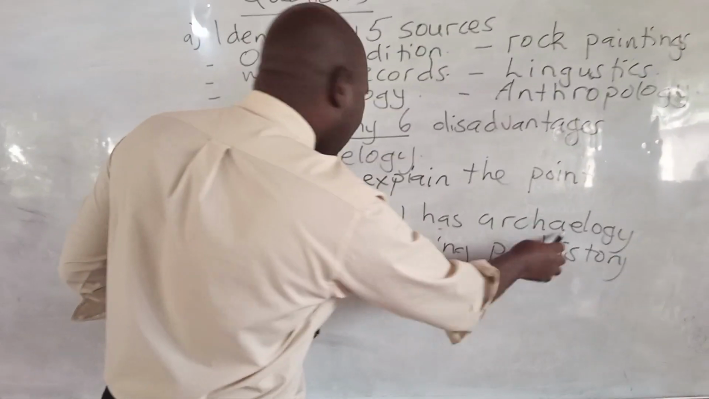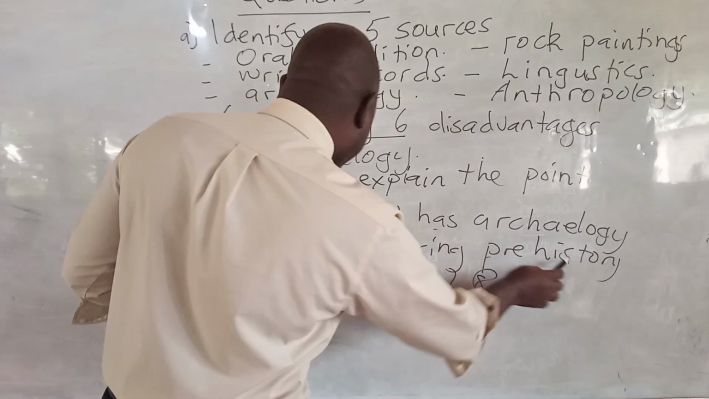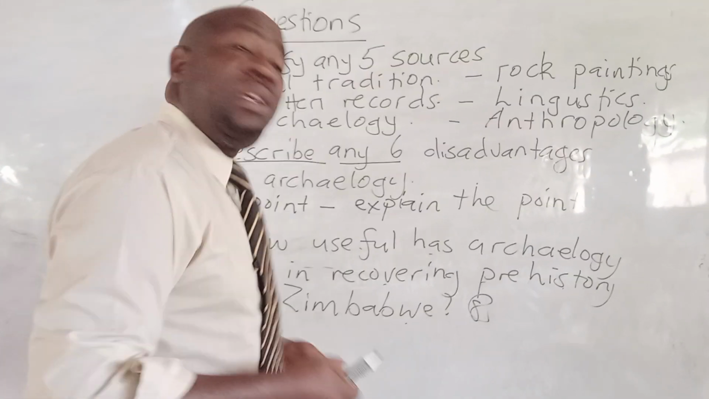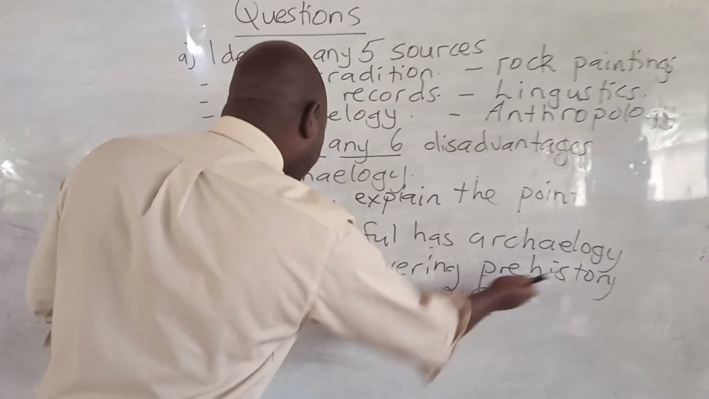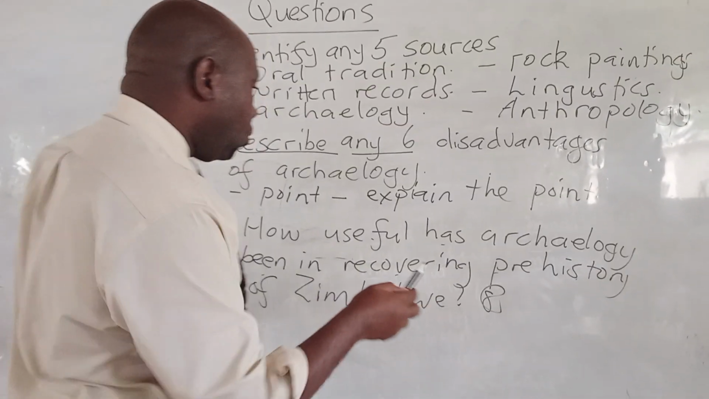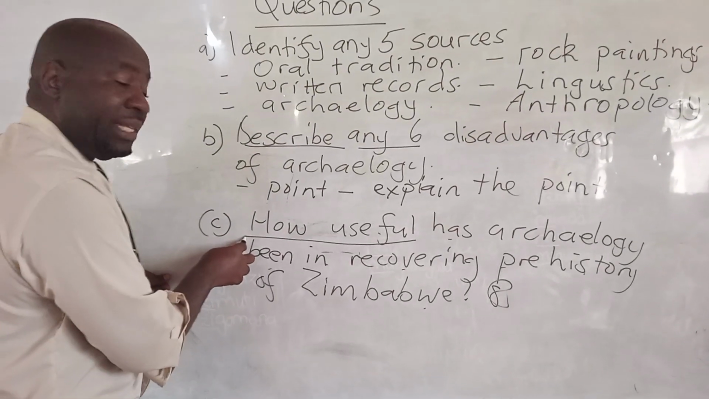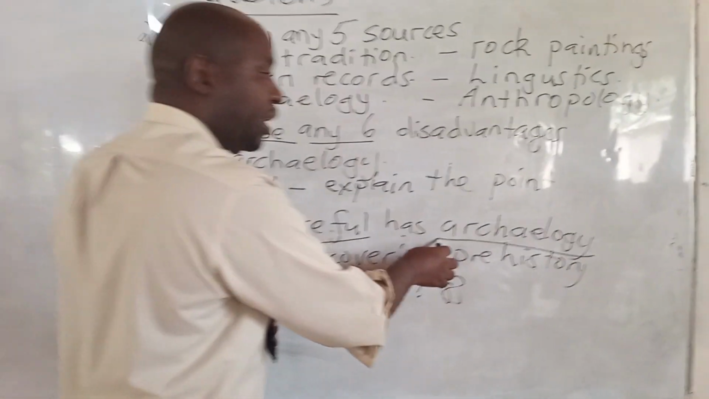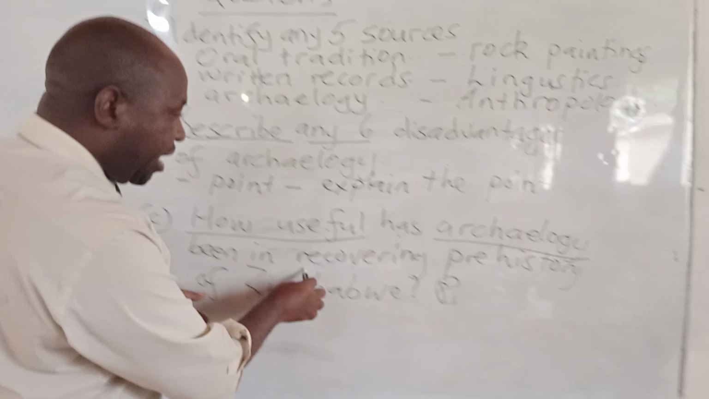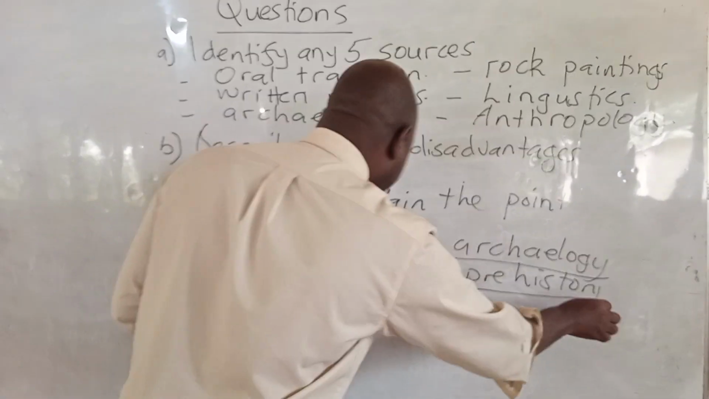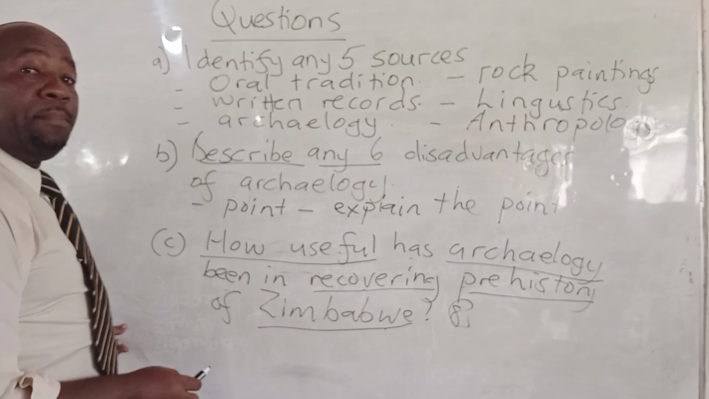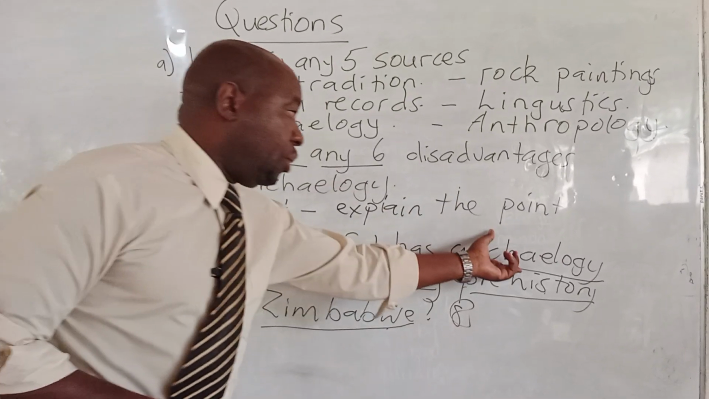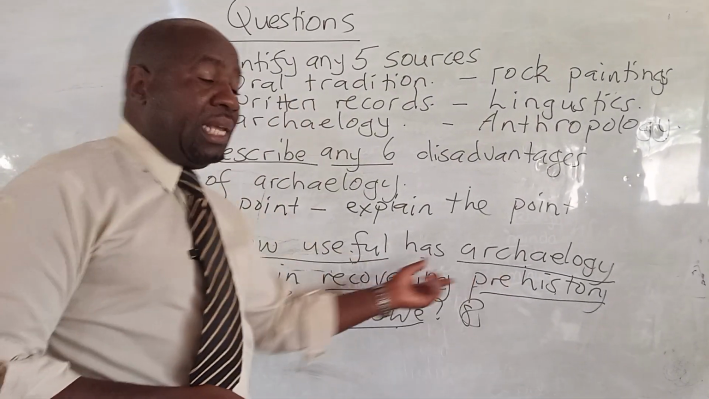Then let's go to part C. How useful has archaeology been in the recovery of prehistory in Zimbabwe? How useful is archaeology in the recovery of prehistory? So when we answer part C, we start by identifying keywords. Here our keyword is how useful. Another keyword is archaeology. Another keyword, recovery. Another keyword, prehistory. Another keyword, Zimbabwe. So we have identified the keywords: useful, archaeology, recovering prehistory in Zimbabwe.